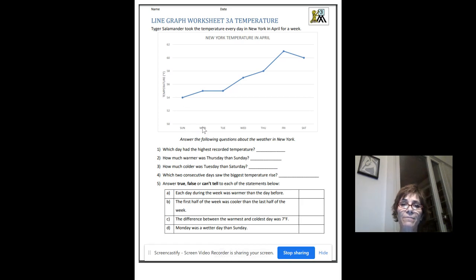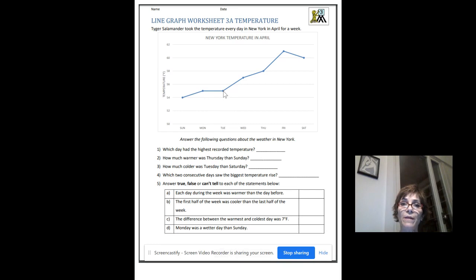Let's move on to Monday. I go up vertically from Monday, and then I find my data point here, and then I move across, right across, and I'm exactly halfway between the 54 and the 56. So what was the temperature on Monday? 55. Then I can move on to Tuesday.